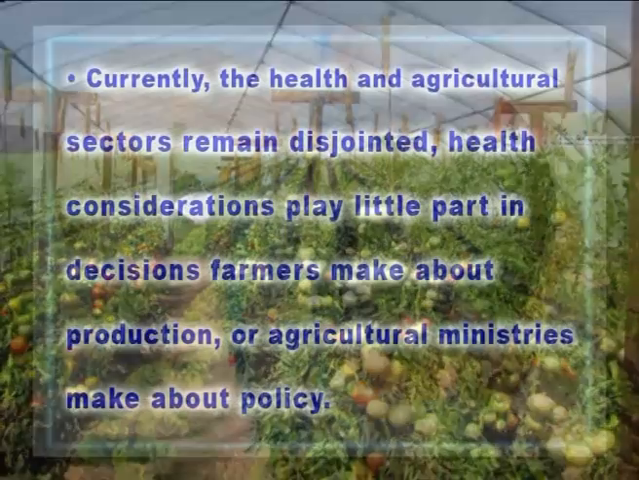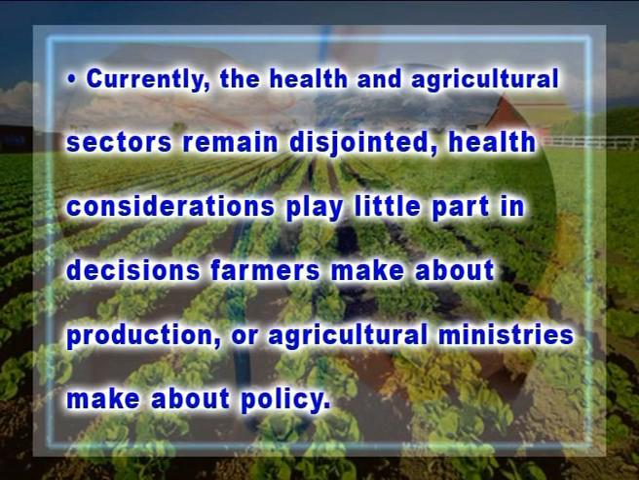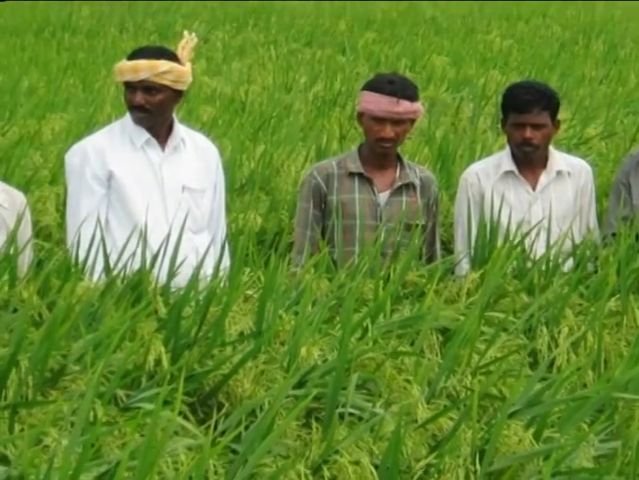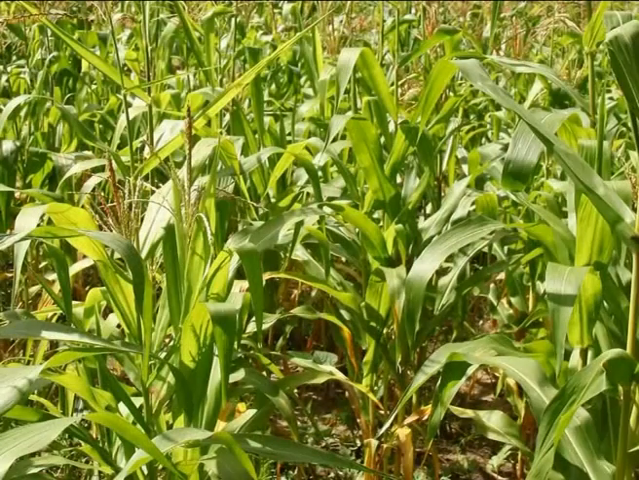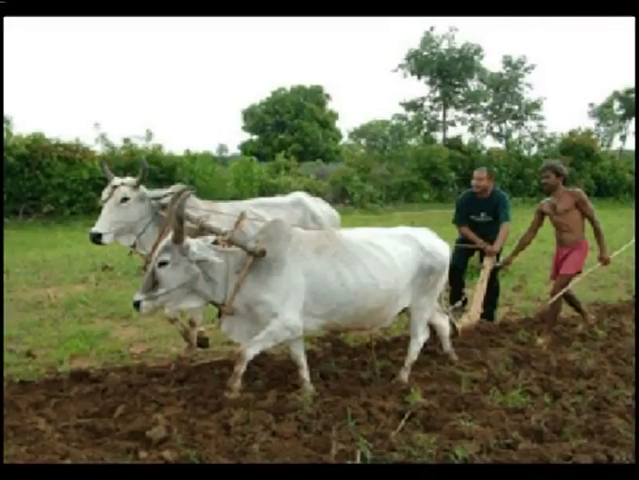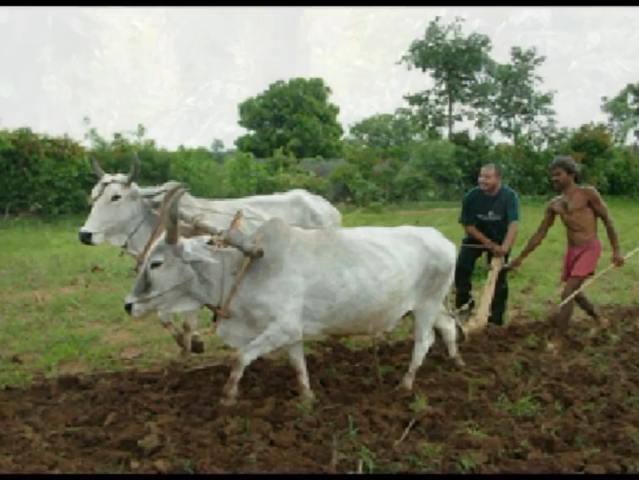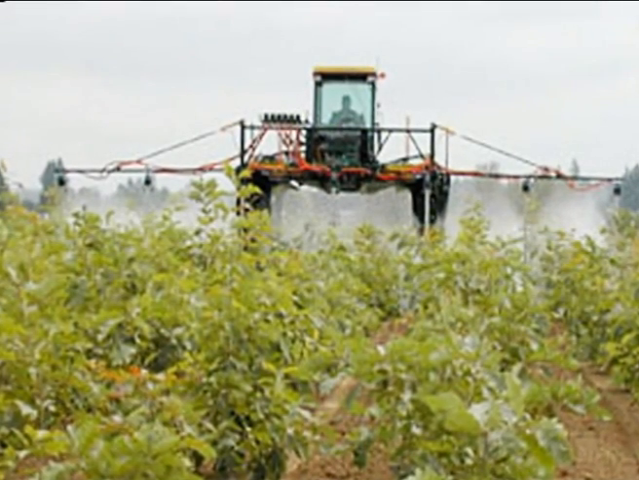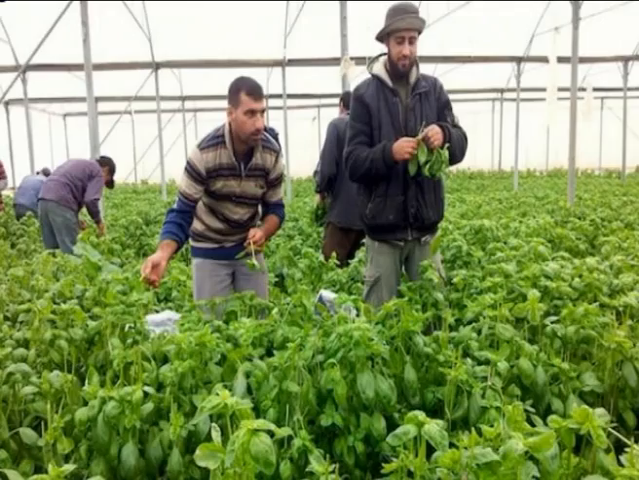of rural areas. Currently, the health and agricultural sectors remain disjointed. Health considerations play little part in decisions farmers make about production or agricultural ministers make about policy. Likewise, the health sector often fails to reach out to the agricultural sector. The division undermines efforts to improve the livelihood of agricultural producers and gives short shrift to agriculture's role in solving many of the world's most serious health problems. The goal is clear: healthier people and healthier agriculture.